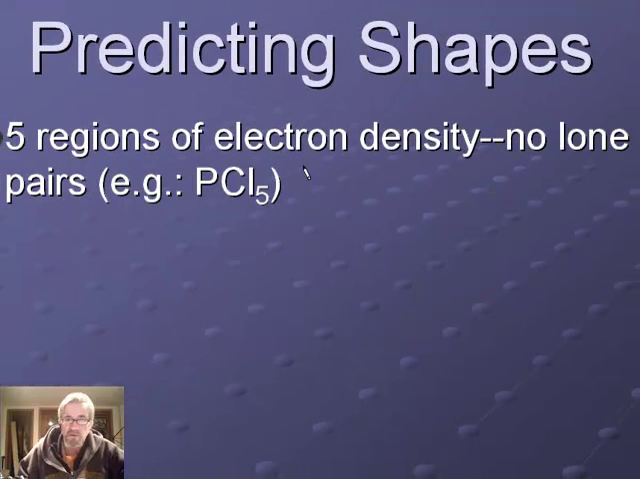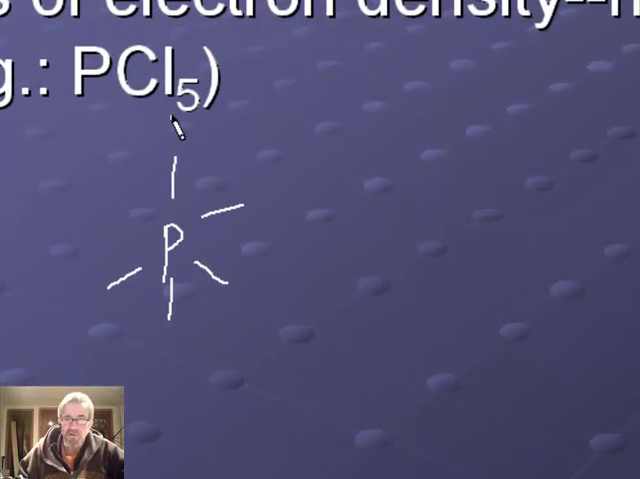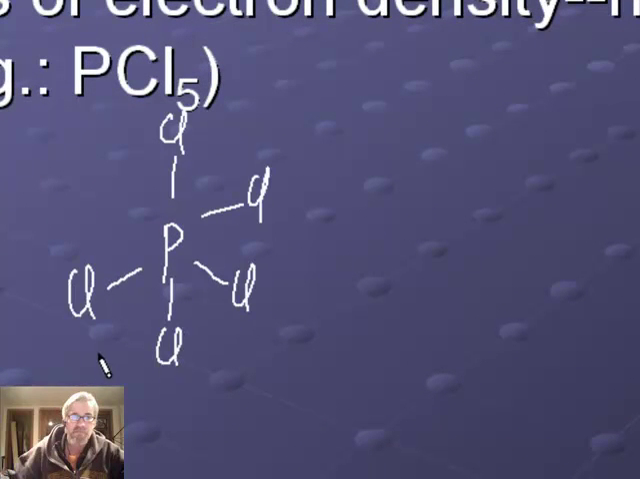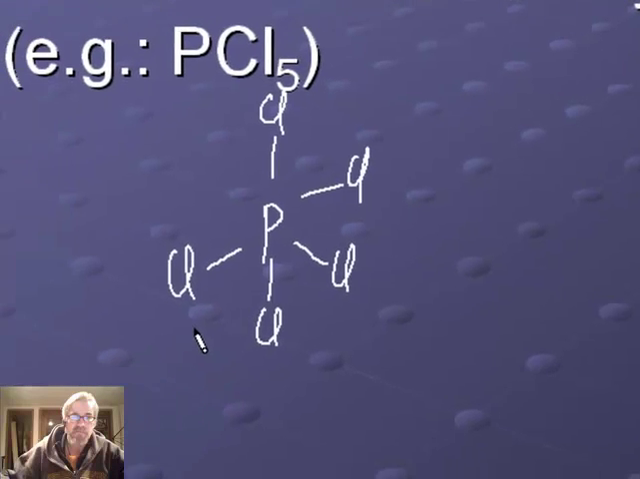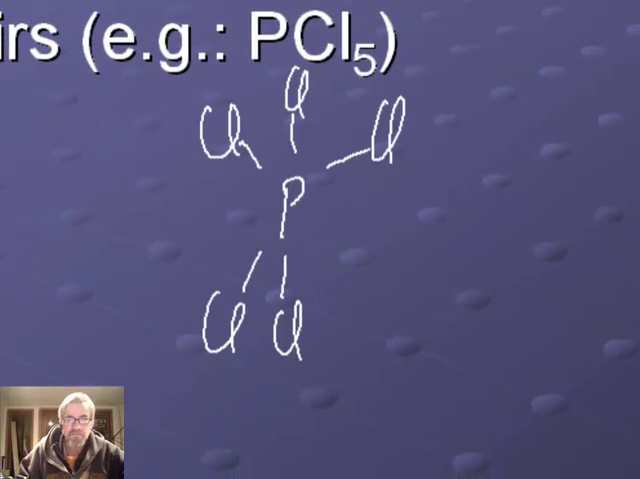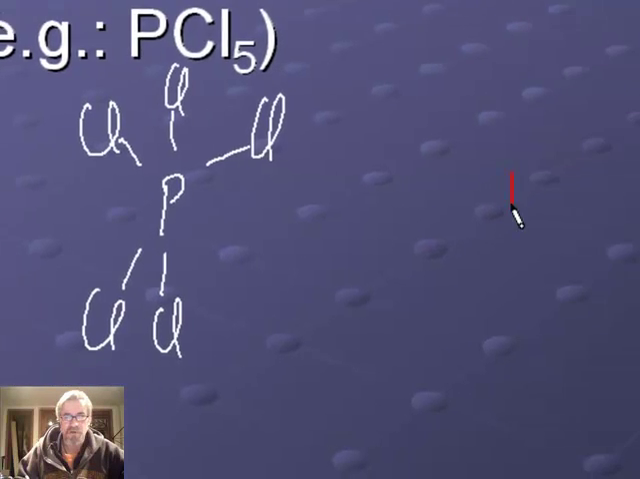5 regions of electron density with no lone pairs. PCl5 would be an example of this. There's P in the middle, 5 chlorines arranged outside of it. There are no lone pairs on this molecule, except on the outside atoms. 5 regions of electron density arrange themselves in that trigonal bipyramidal shape. Here's how we can draw that. It's kind of a standard way to do this.